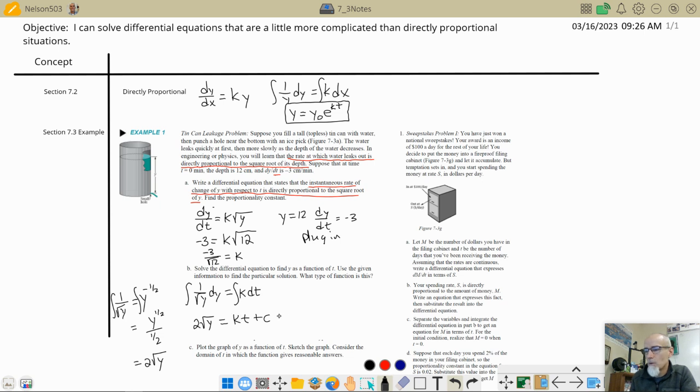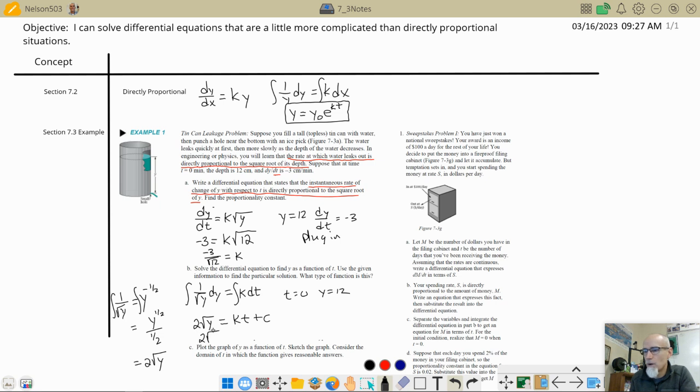Okay. So let's do that. And we also have some information. Doesn't it say at time equals 0, the depth, the y value is 12, right? So I could plug those numbers in. I could put 12 here, I could put 0 there, and I could find my c value. Let's do that right now.